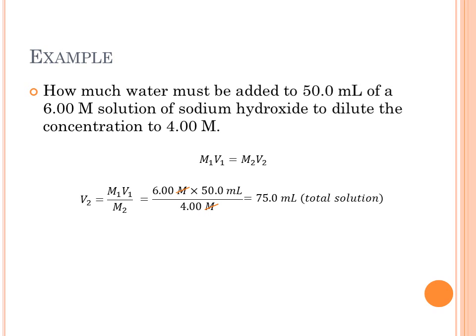Now, to get the volume of water, we're going to subtract the 75, which was the total solution, minus the 50 that we started with from the original solution, meaning that we would have 25 milliliters of water added to the solution to dilute it to 4 molar. This has been a brief tutorial on solutions, concentration, and dilution.